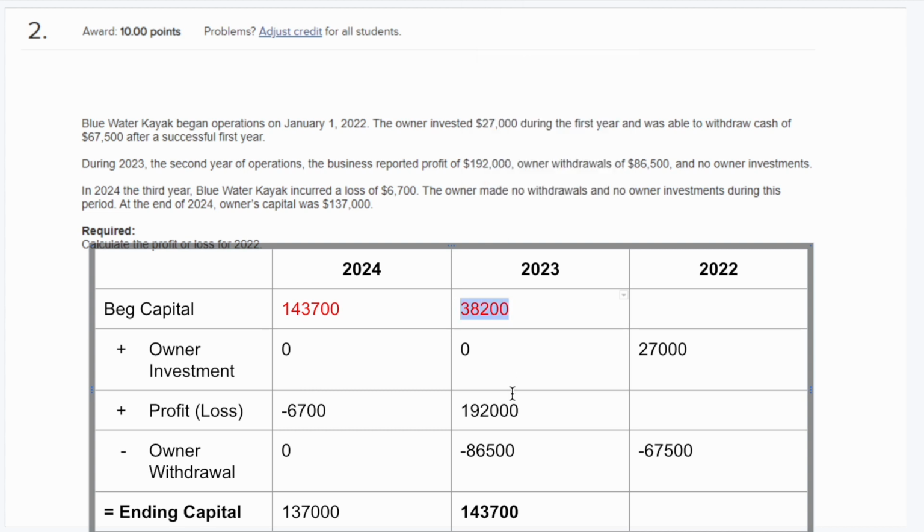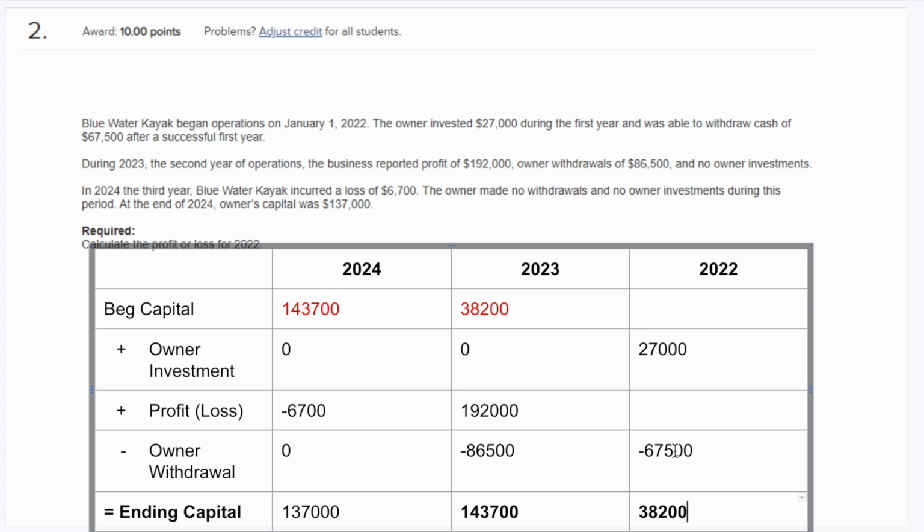Okay, I hope you're following along here now. This is the basic equation, and if we work the equation backwards, we add negatives and subtract positives, basically, in order to get 38,200, which would have been the start here. Now, the beginning capital for 2023 would also be the ending capital for 2022, 38,200, right? That then, we would add back the 67,500.